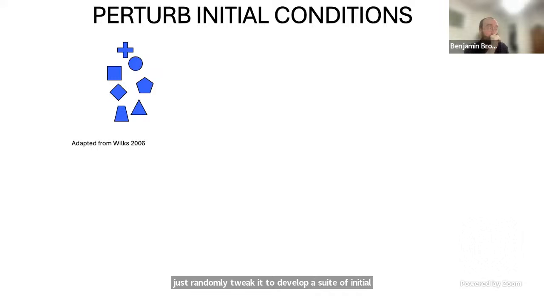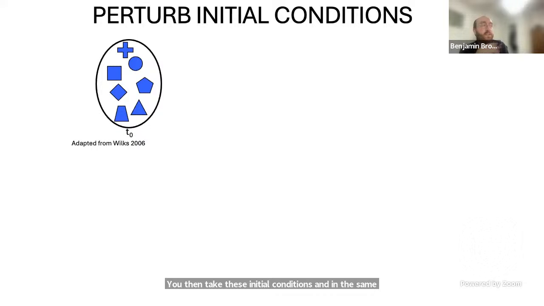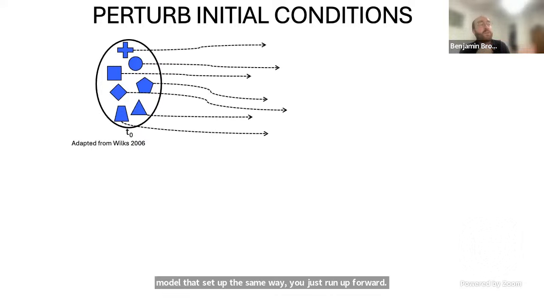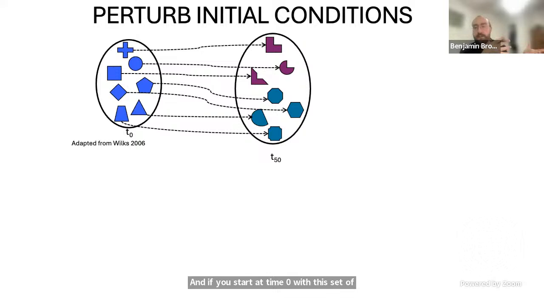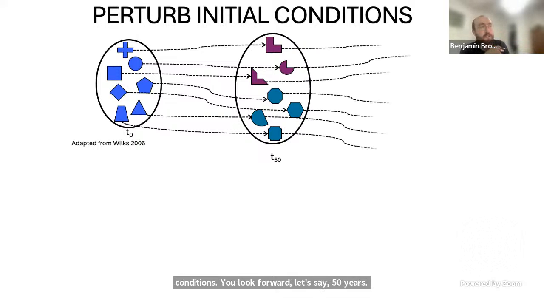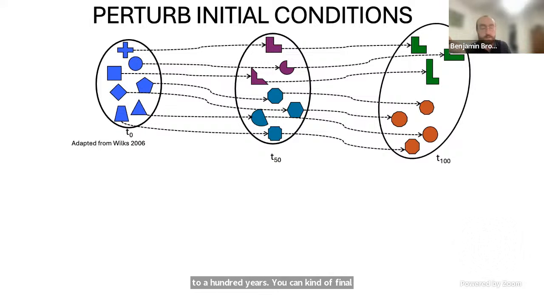You then take these initial conditions, and in the same model that's set up the same way, you just run it forward. If you start at time zero with this set of initial conditions, you look forward, let's say 50 years, and you get a look at what the models are doing. You go to 100 years, you get your kind of final answer of what these 7 different initial condition sets look like in 100 years. And this actually lets us do a lot too, because in this kind of toy example, 3 of the models ended up doing one thing and 4 of them did a slightly different thing. And so now we can talk about some of the uncertainty between these scenarios or these diverging ensemble members and what that means for our model.